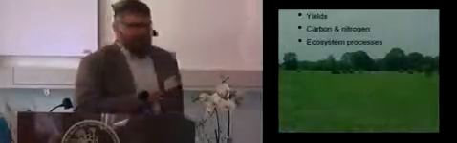Kansas is the number one wheat producing state in the United States, so it actually serves as a good model crop to study when we're comparing it to the model system of grasslands. So just briefly talking about some of the yields, the carbon and nitrogen, and the ecosystem processes and how they compare across these two systems.